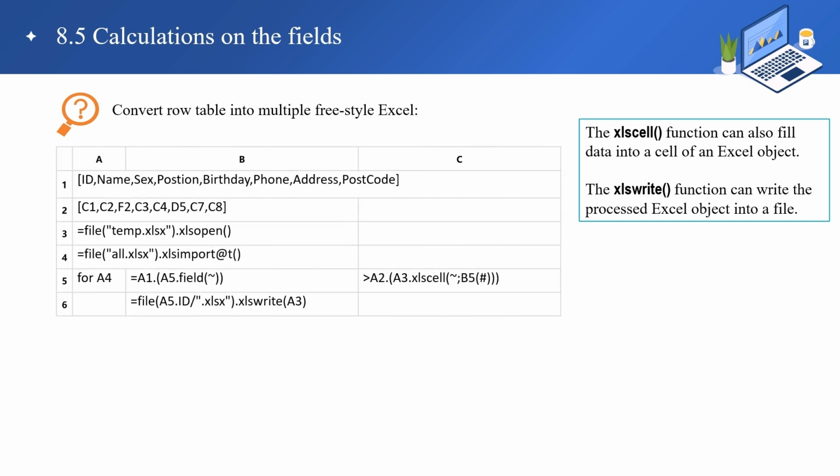First, make a template Excel file in this format, read it into an Excel object, and then fill the relevant values into the Excel object for each record, and then write it into a file. Fill them in and write it out repeatedly, and it's done.